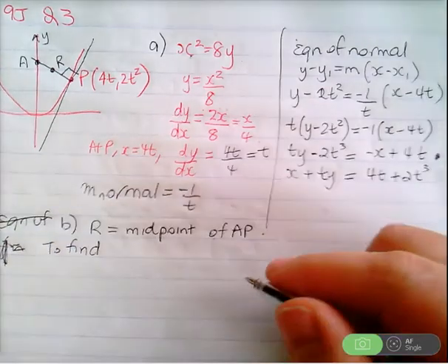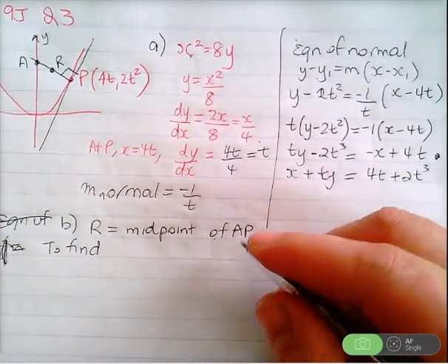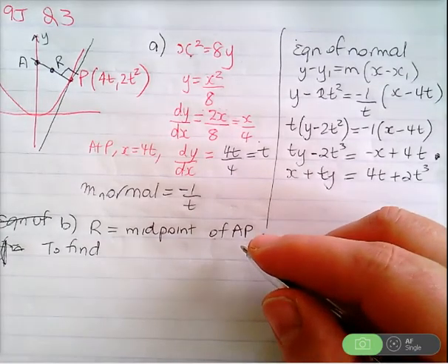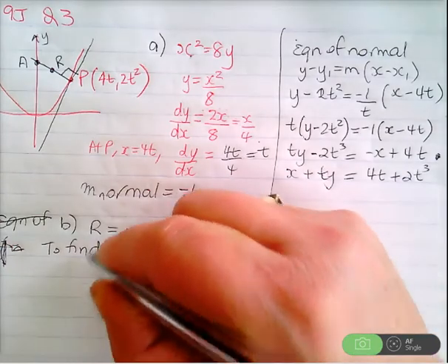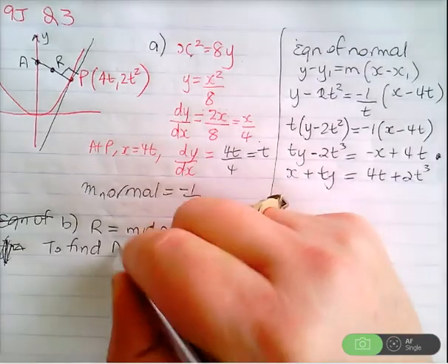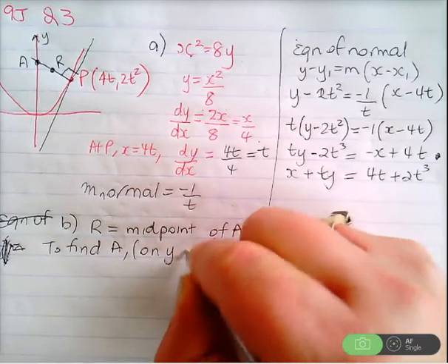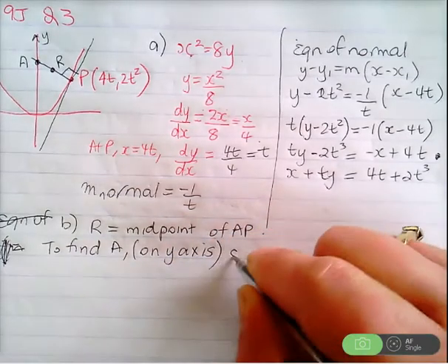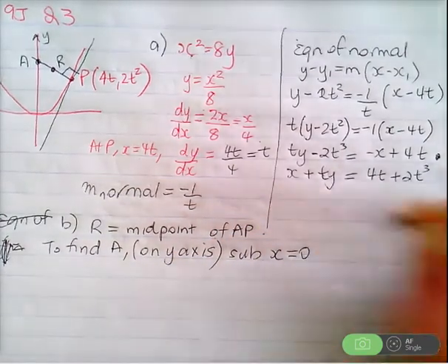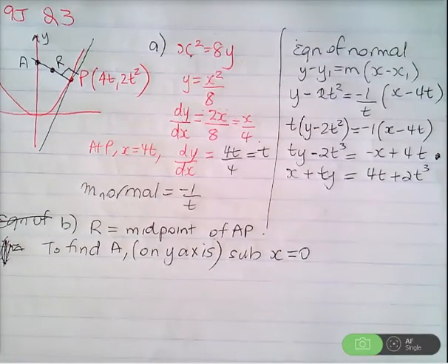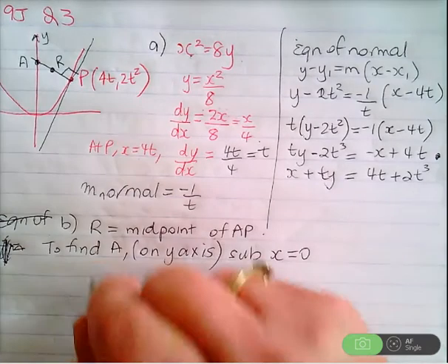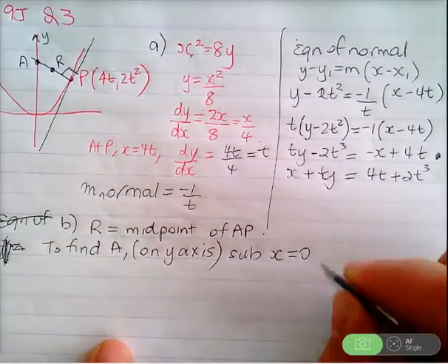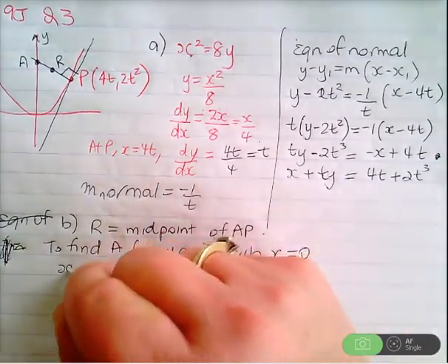because it tells you that the normal at P cuts the y-axis at A, you must read the question. To find A, which is on the y-axis, you substitute x equals 0. Girls, with this, just read it, read it, read it. It's not as bad as what you think. What do you do? Substitute x equals 0 into the equation of the normal, into this.